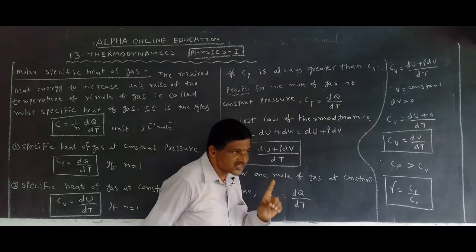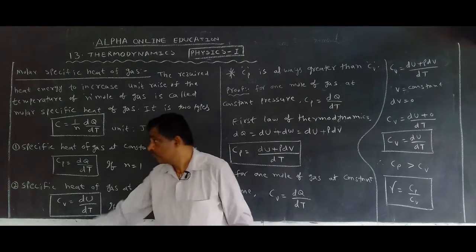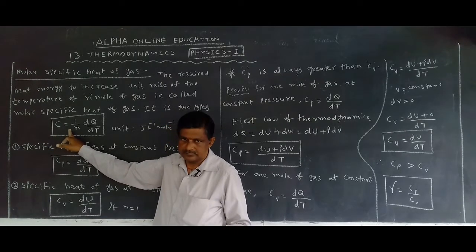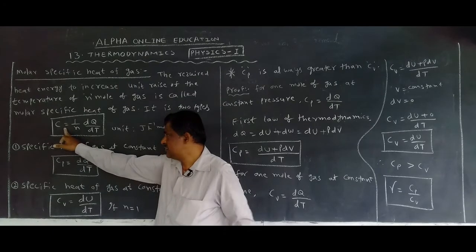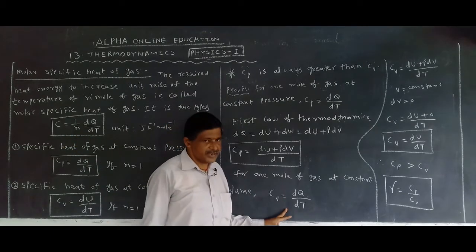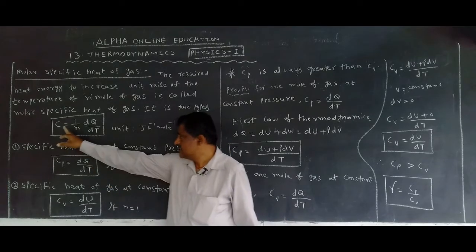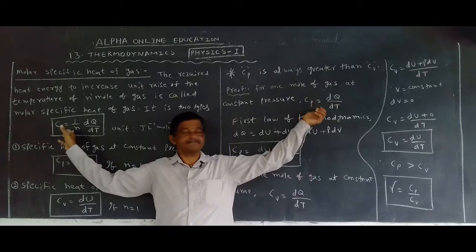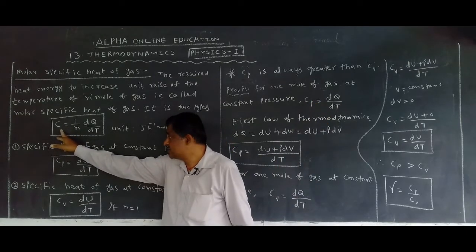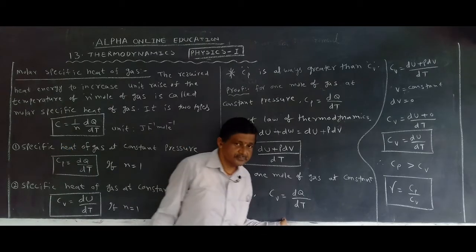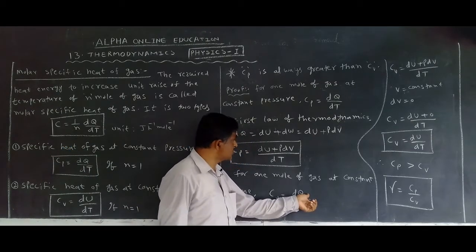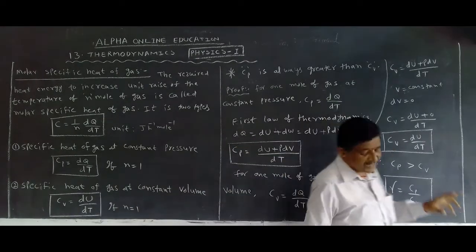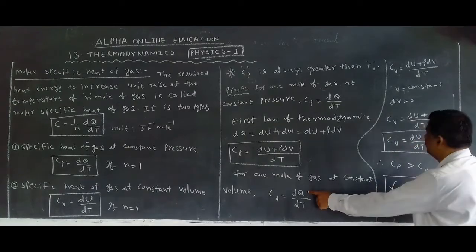Why? Molar specific heat is C. For constant pressure I take Cp with n equal to 1. Next, for constant volume, Cv is dq by dt. So we get this equation for n mole. And we know dq from the first law of thermodynamics: du plus pdv. So at the place of dq, I take du plus pdv.